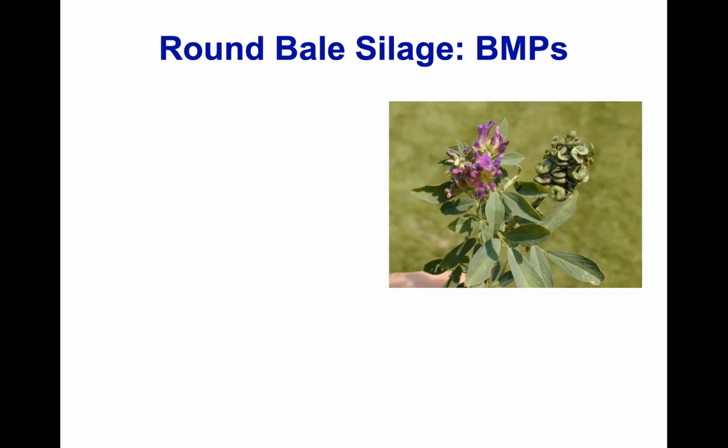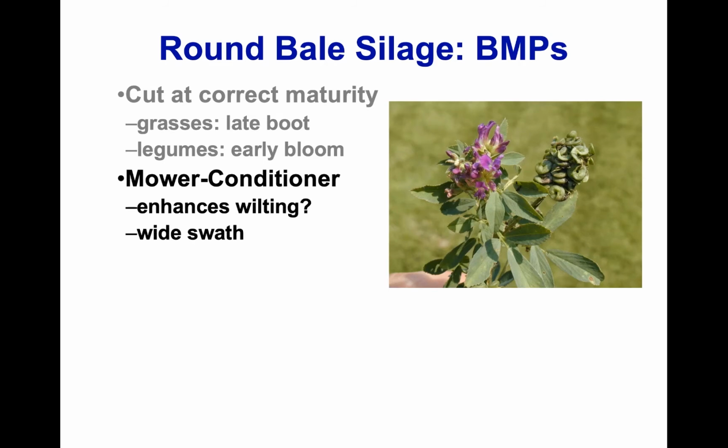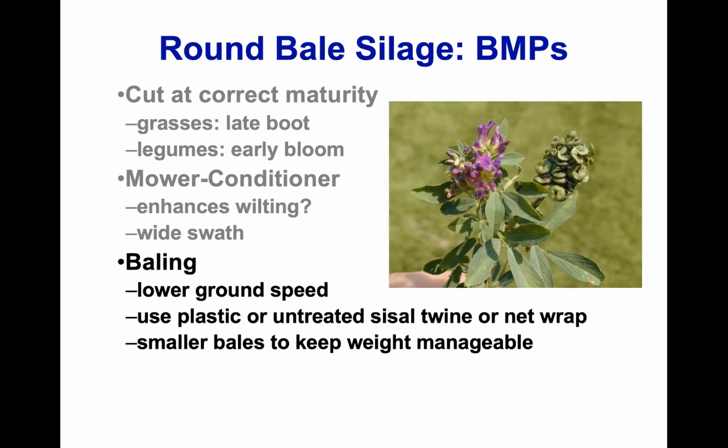So here's some best management practices for round bale silage. And again, it starts out with stage of maturity at harvest. We've got to cut at the correct growth stage. Ensiling something is not some kind of a miracle cure for bad forage quality. If we put garbage into that round bale, we're going to get garbage out of that round bale. We want to use a mower conditioner to enhance wilting and have a wide swath so we get even wilting and fast wilting. We want to make sure that we make a good solid bale.